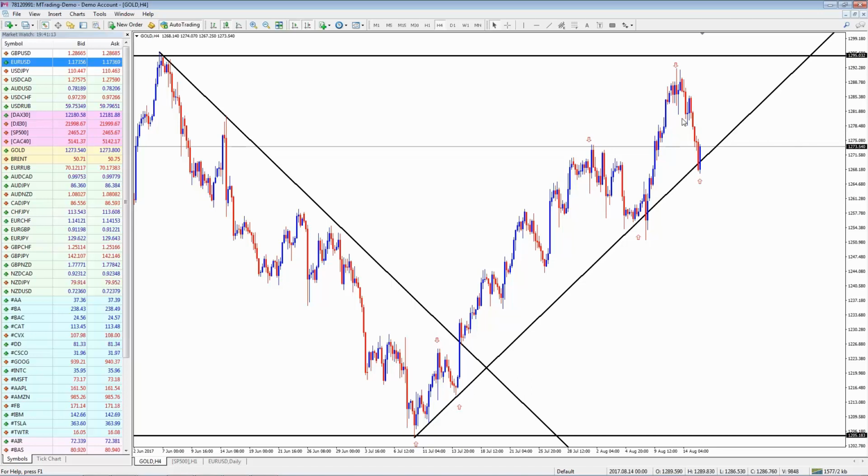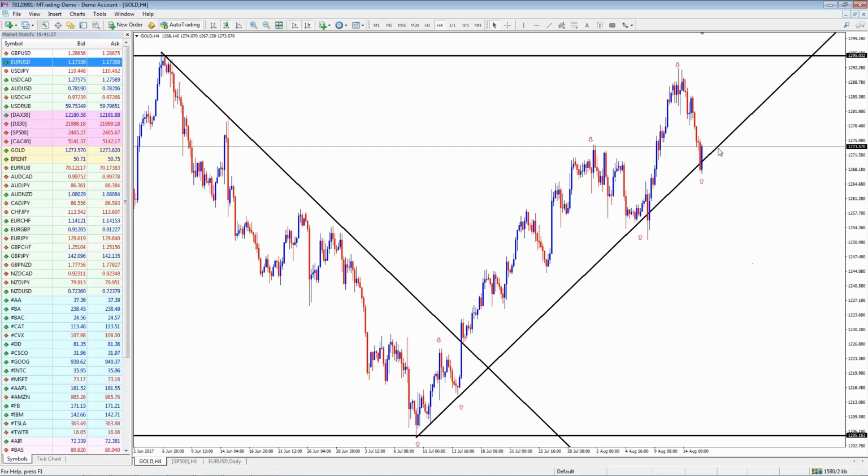So if you're looking at probabilities, I would say that there's a higher probability that we go on to make a new high or an equal high. There's a lower probability that we go on to break this trend line and make a new low. So that's the way to view it.